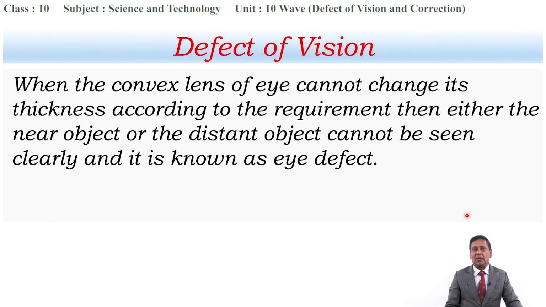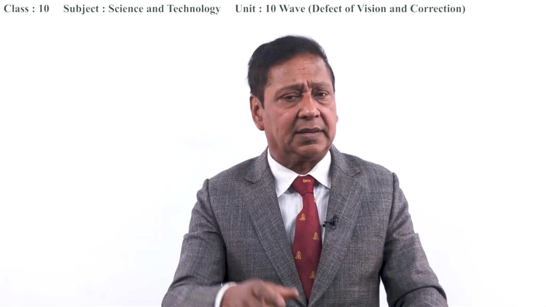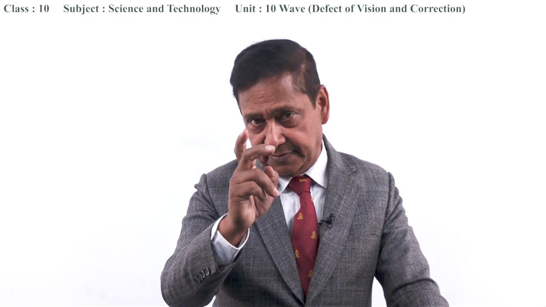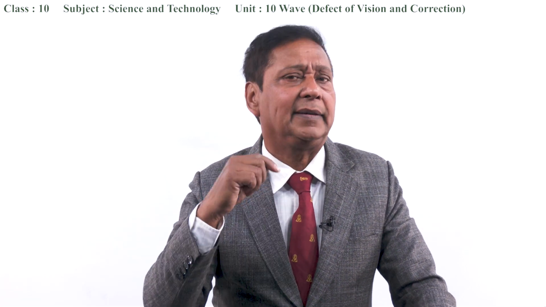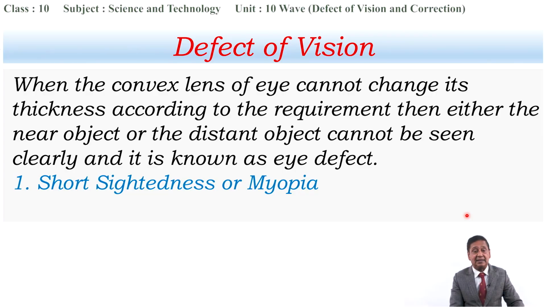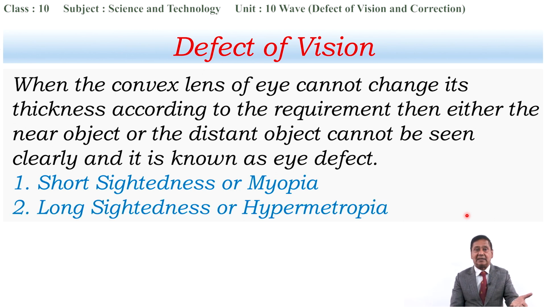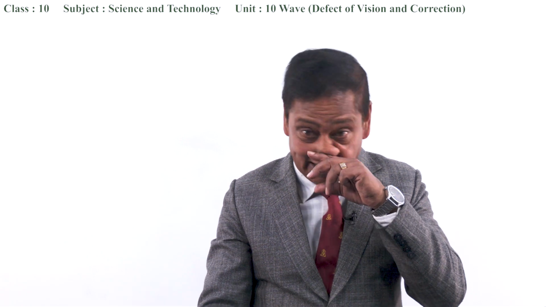Okay, now there are different types of eye defects, but the common eye defects are of two types. Those persons who are wearing spectacles either have short-sightedness, which is also called myopia, or they might have long-sightedness or hypermetropia. The common eye defect is either short-sightedness or long-sightedness. Now we will talk in detail about each of these defects. Okay, let's talk about myopia or short-sightedness.